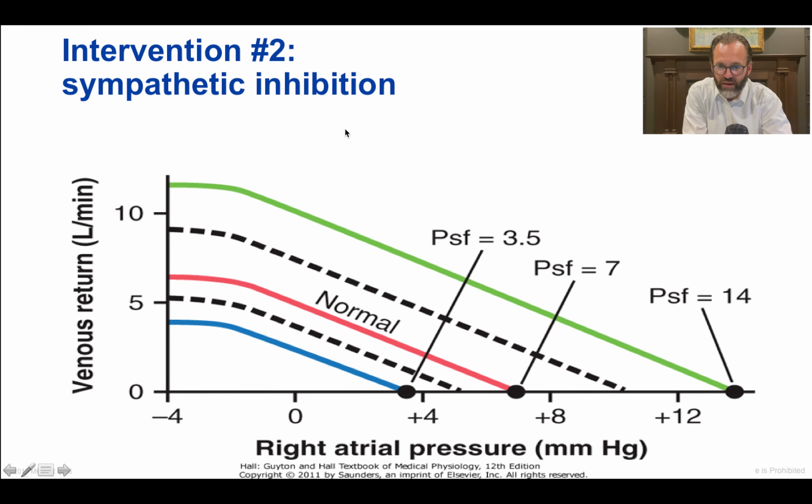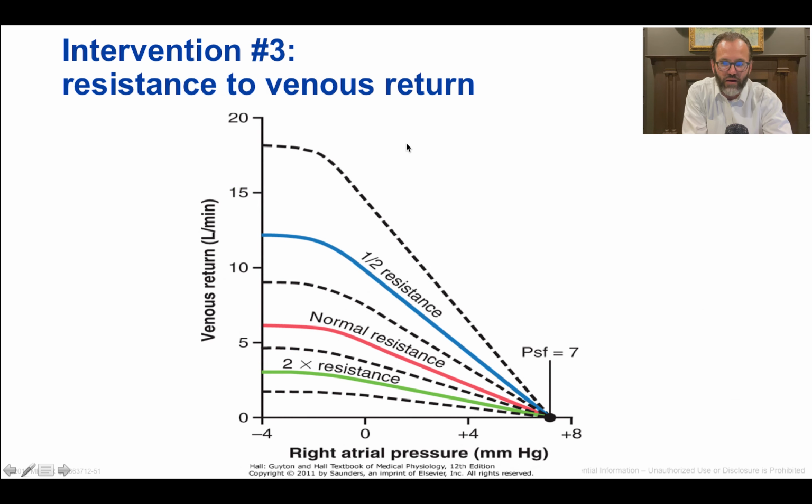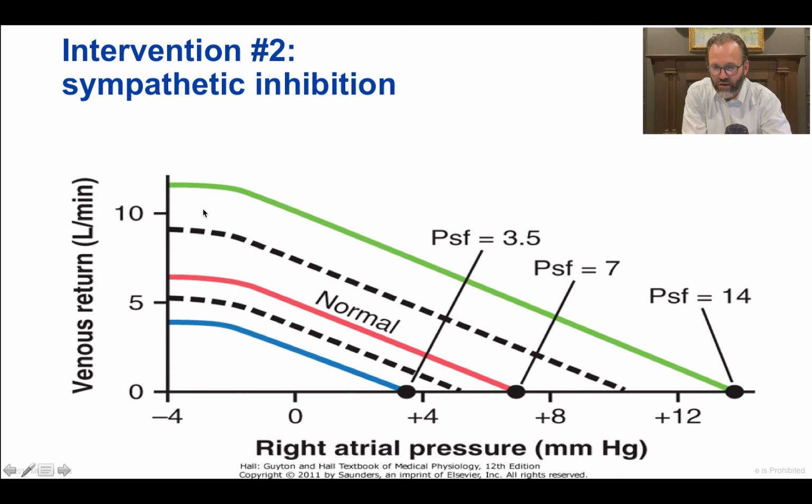Now, when we look at sympathetic inhibition, it is largely the opposite, where we've got lower stress volume, lower venous return, a lower plateau, a greater propensity for collapsibility, and a lower plateau here as well. So tremendous problems and challenges to the circulation.